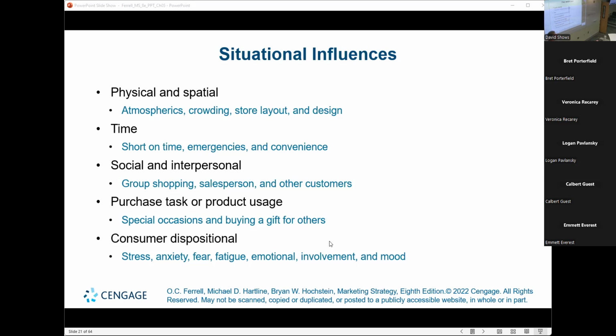Special occasions usually mean special gifts. And then, of course, your personal mood affects everything. Situational influences, the noise does a great deal when it comes to deciding how involved you are in the purchase.